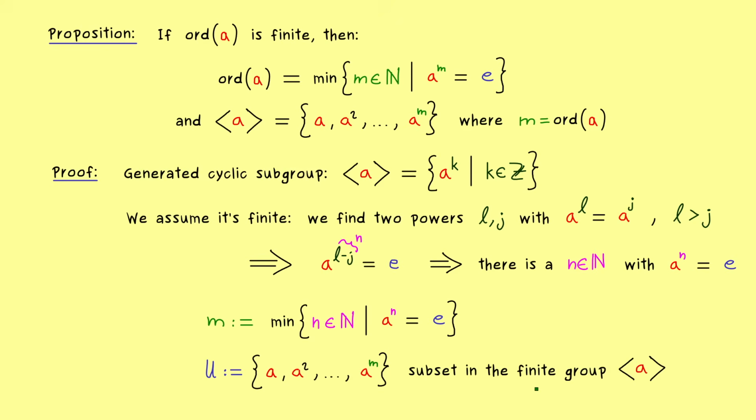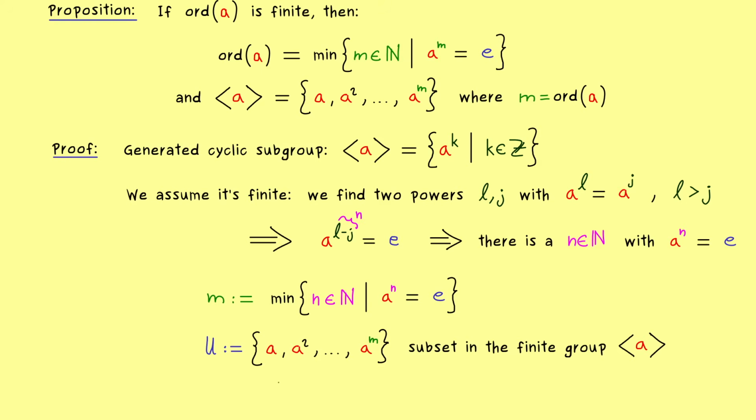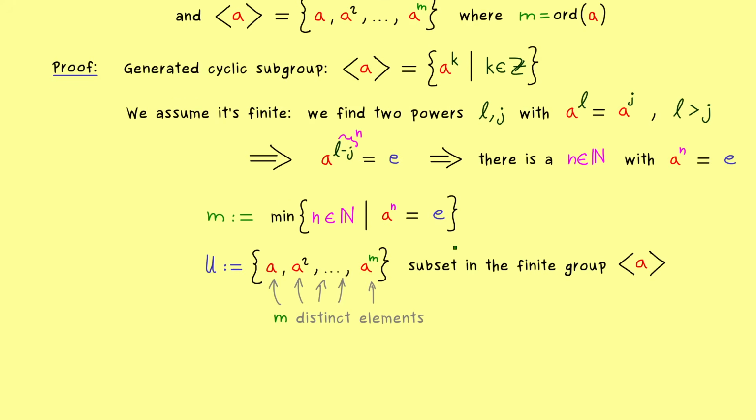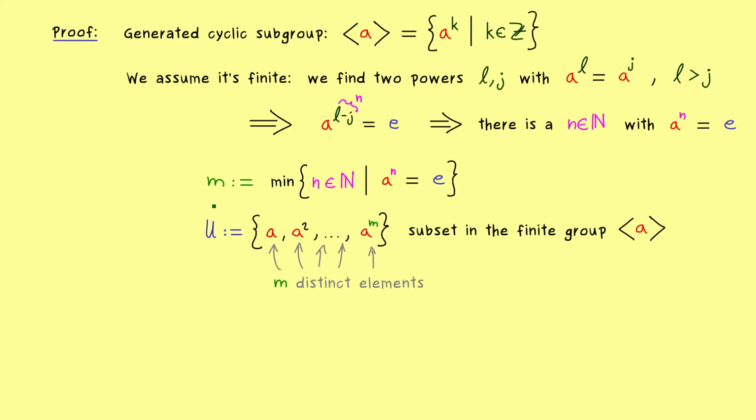Therefore, the next question would be, is this also a subgroup? The first observation we can make is that all the elements here are distinct, so we definitely have m elements in the subset. Otherwise, we would find a smaller power such that a to this power is equal to the neutral element. And this cannot be because m should already be our minimum.